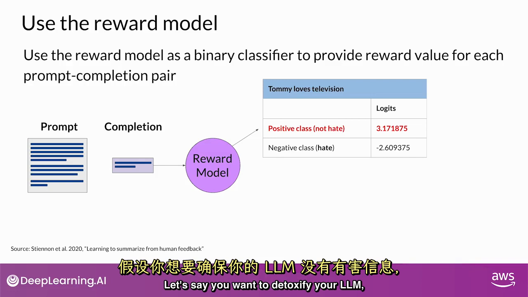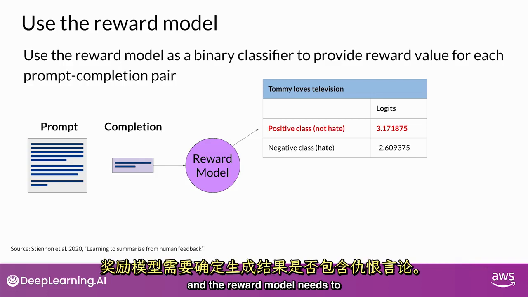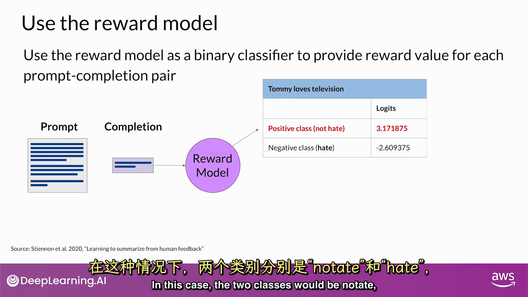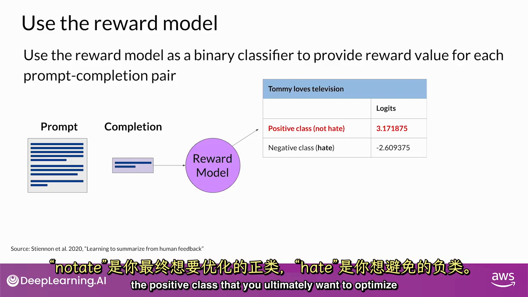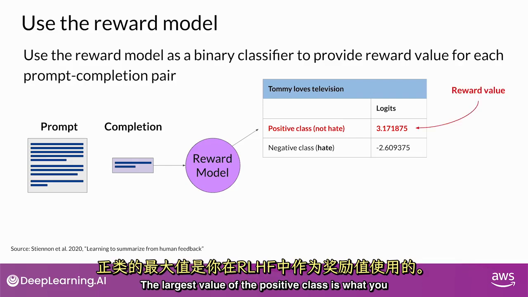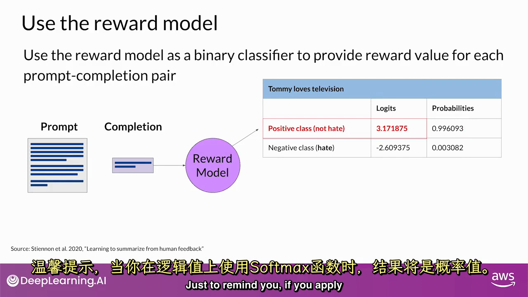Let's say you want to detoxify your LLM, and the reward model needs to identify if the completion contains hate speech. In this case, the two classes would be not hate, the positive class that you ultimately want to optimize for, and hate, the negative class you want to avoid. The logit value of the positive class is what you use as the reward value in RLHF. And just to remind you, if you apply a softmax function to the logits, you will get the probabilities.